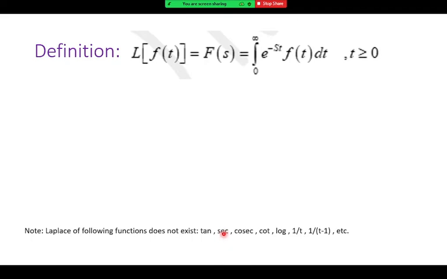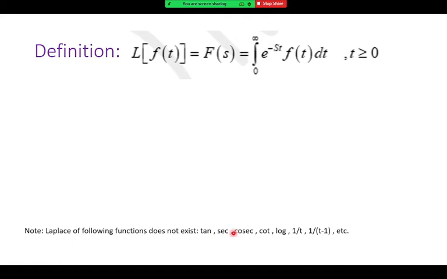Again, pi by 2, is it? Because sec is the reciprocal of cos. Cos pi by 2 is 0. So sec pi by 2 doesn't exist. Next, if you come to cosec 0, this cosec 0 doesn't exist. Cot 0 doesn't exist. Log 0 doesn't exist. 1 upon 0 doesn't exist. 1 upon t minus 1, this is when t is 1. Like that.